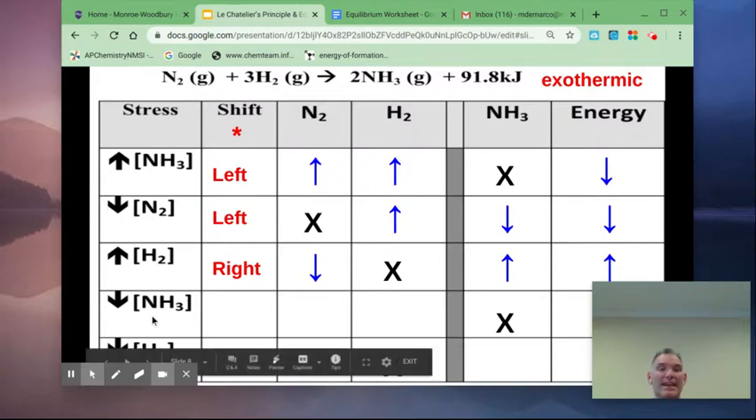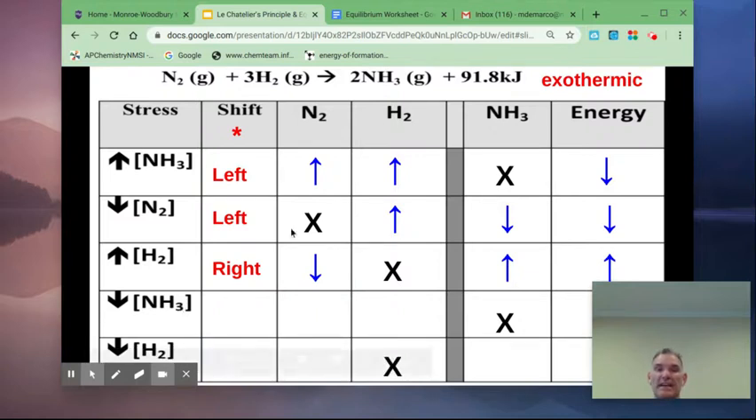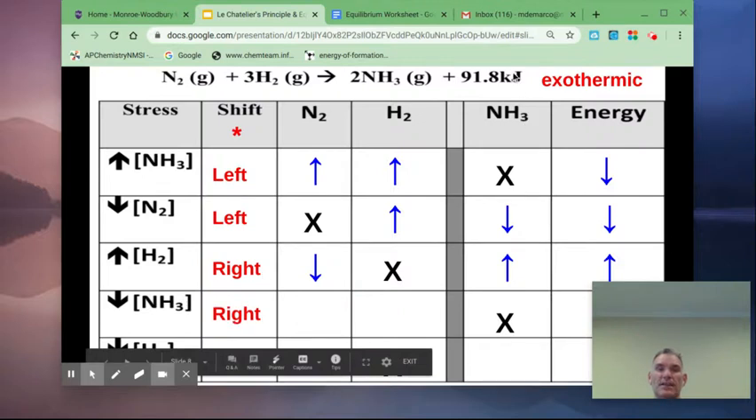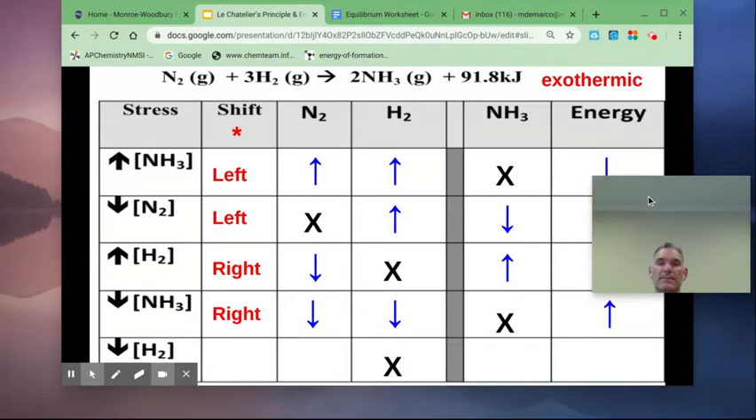Fourth one, decrease NH3. NH3 is on the right. I'm decreasing it, removing it. Remove shifts to the same side. So I'm going to go to the right, which means the left side goes down and the right side goes up. Again, not too hard to do.